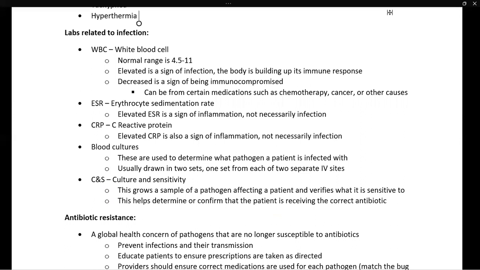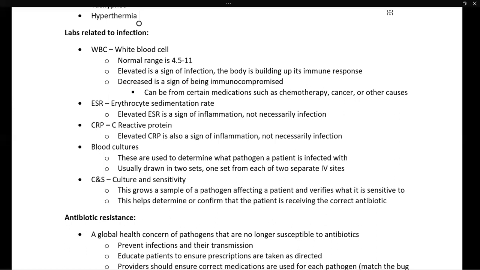A white blood cell count would be elevated if a patient has an infection. Because a white blood cell is one of the primary aspects of how we fight off infections, when the body is fighting an infection, it's going to produce many more white blood cells. This would make the lab come back higher than 11, showing that the body has increased its production of white blood cells to fight an infection, and that is how we use that lab.